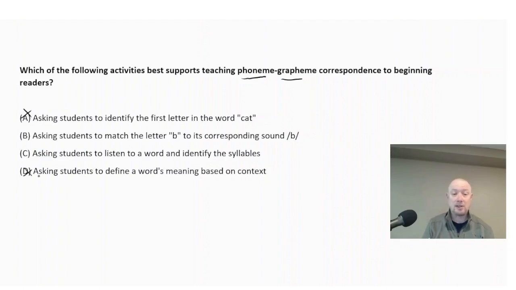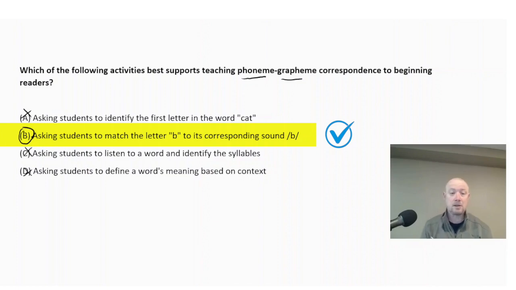So we go to choice C, asking students to listen to a word and identify the syllables. Now, this does have phoneme, but it doesn't have grapheme, so they're not writing with choice C. So the only choice that would work here would be choice B, asking students to match the letter B to the corresponding sound B.